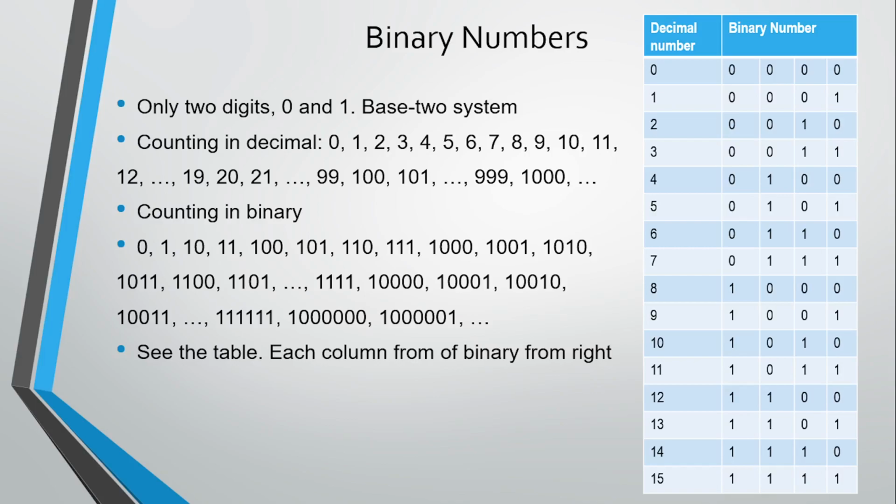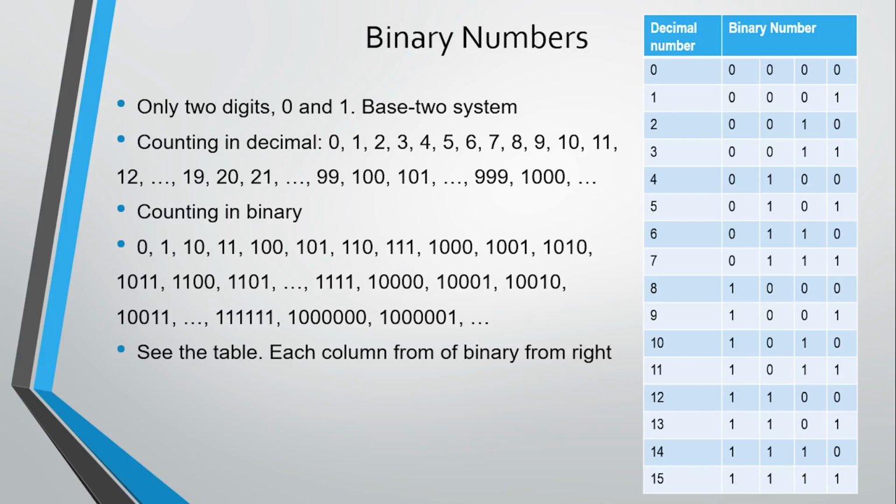That means after saturating at 9, we again start at the right position with 0 to 9, and at the leftmost position we take 1. So it goes on up to 99. After that again we take the third leftmost digit as 1, and again the same procedure is there. The same system we will use while counting in binary.